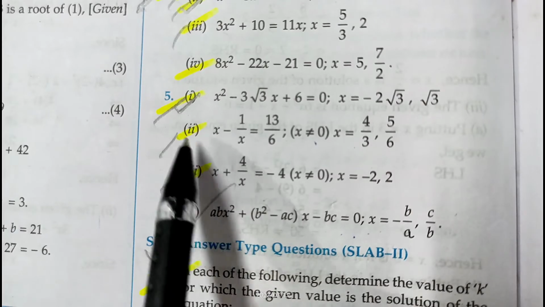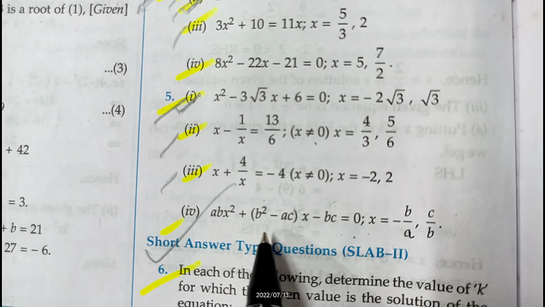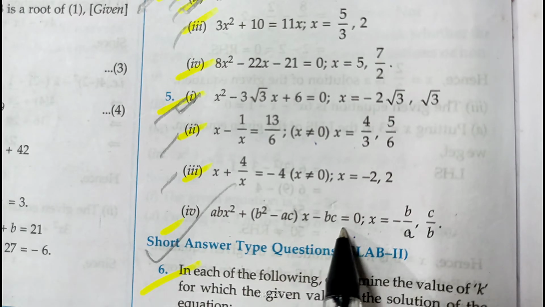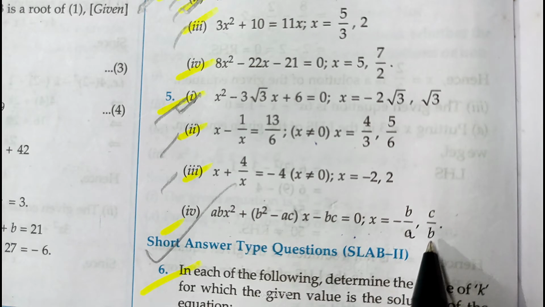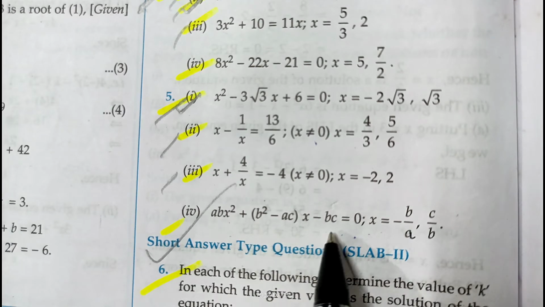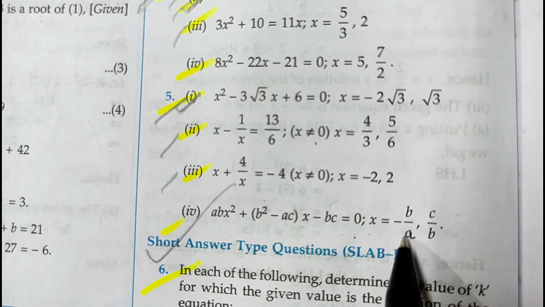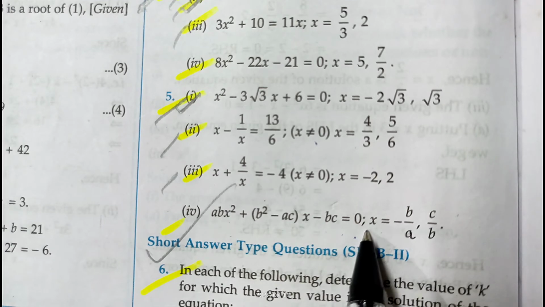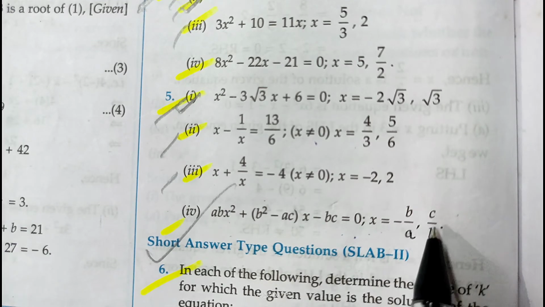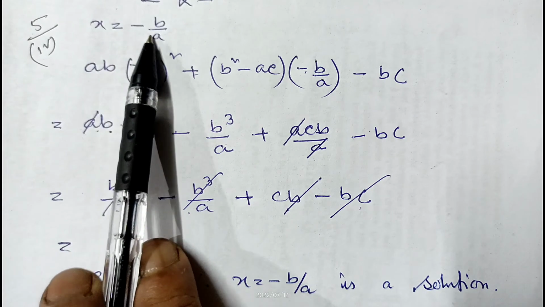In the fourth part of question number 5, it is given abx square plus b square minus acx minus bc equal to 0, and we have to check whether minus b by a and c by b are solutions of this equation or not. So in the first case we are going to replace x by minus b by a and check whether we get 0 or not, and in the second step we have to replace x by c by b.